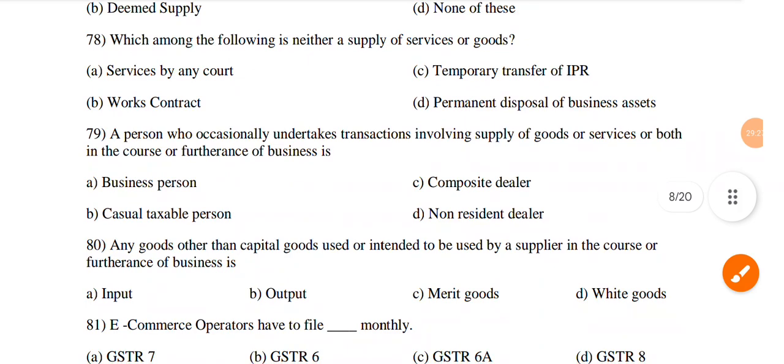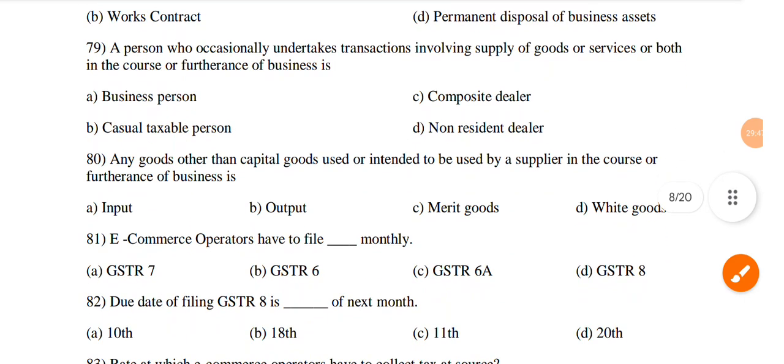Next question, which among the following is neither a supply of services nor goods? Option A, services by any court, B, works contract, C, temporary transfer of IPR and D, permanent disposal of business assets. The correct option is A.